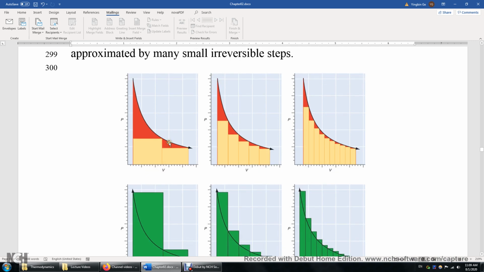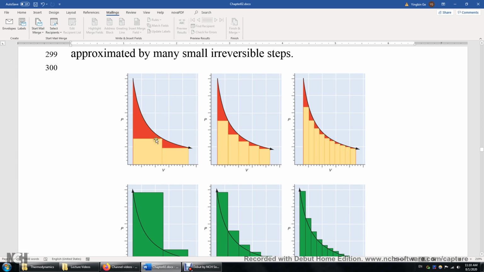For example, when we do expansion, we don't have to do a one-step expansion. We can do two-step expansion. So in this step, this P external is closer to P. Or we can do 5 steps, even 10 steps. When we do 10 steps, you can see the expansion work is the sum of those yellow bars, and that sum is very close to the work done in a reversible process. What's the difference? The difference is the sum of the red regions.